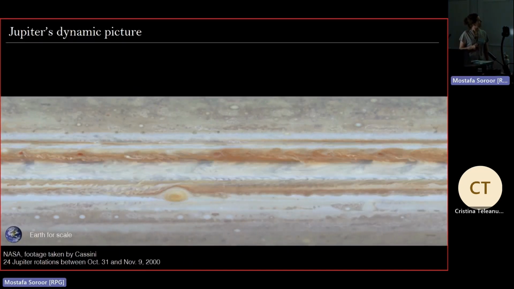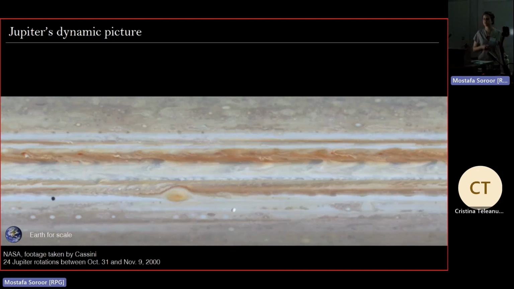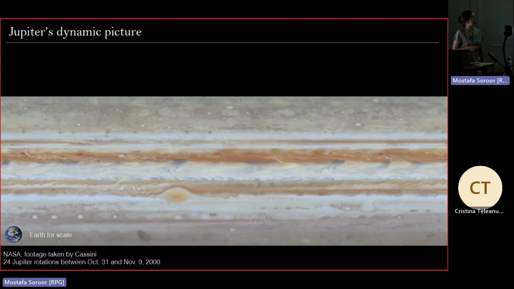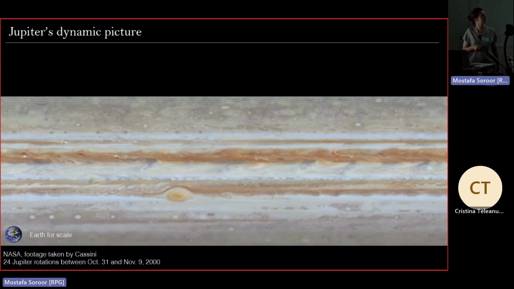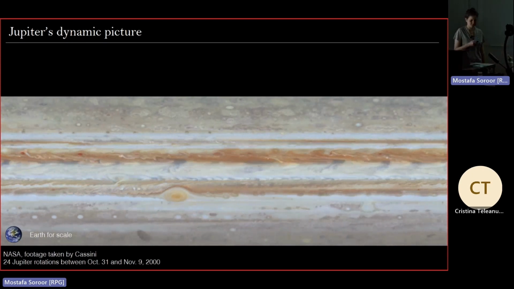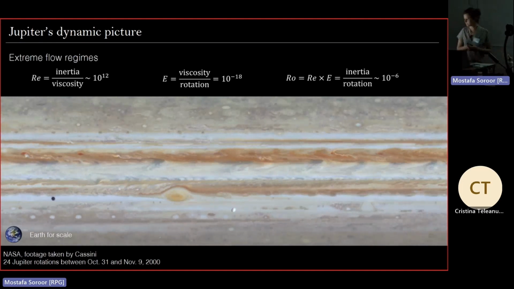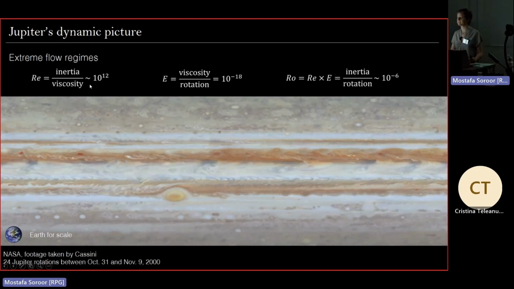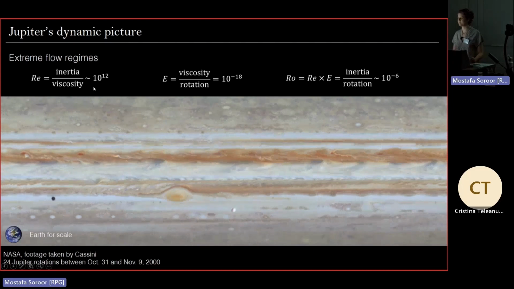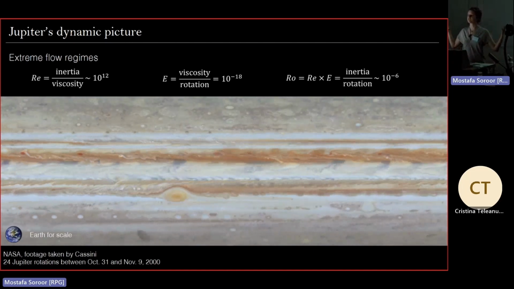Here you have footage of Jupiter's dynamics, in particular the dynamics in the cloud layer of Jupiter, which was taken by the Cassini probe. You can see a very rich and very interesting dynamics, and in particular, you can see that this dynamics is chaotic and turbulent. If you compute the Reynolds number of this flow, which compares inertia to viscosity, this is extremely large, and it tells you that the flow is turbulent. But at the same time, the Ekman number of the flow is extremely small because this is a huge planet which is rapidly rotating.